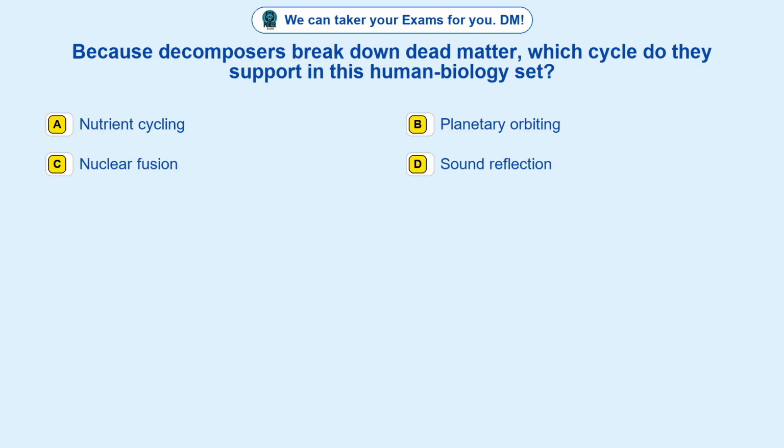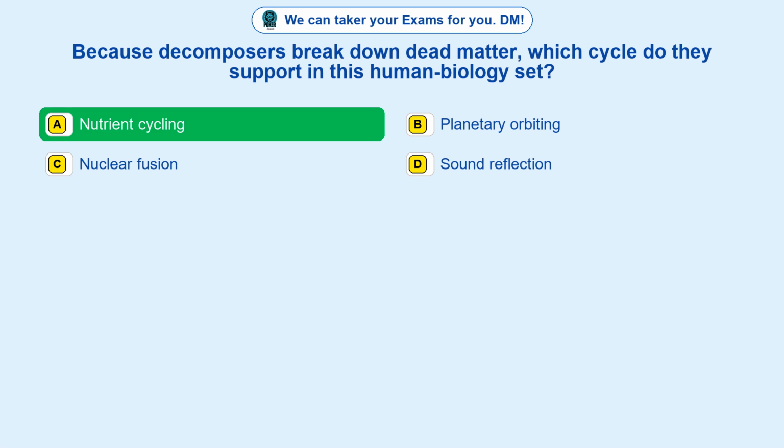Question 19. Because decomposers break down dead matter, which cycle do they support in this human biology set? Option A. Nutrient cycling. Option B. Planetary orbiting. Option C. Nuclear fusion. Option D. Sound reflection. The correct answer is option A.